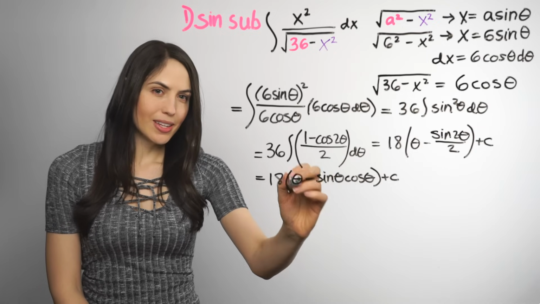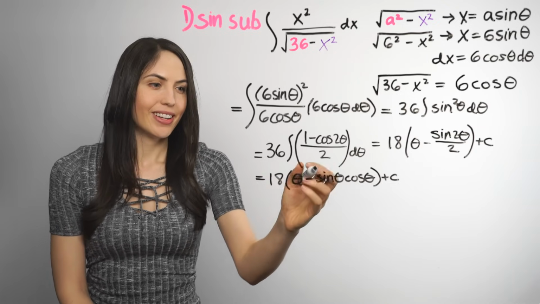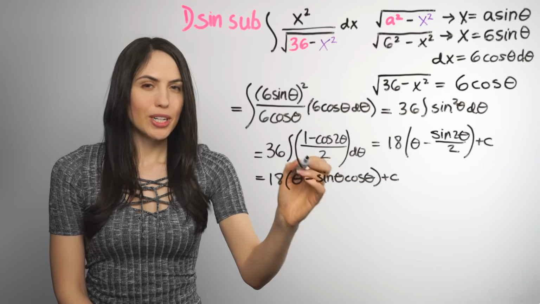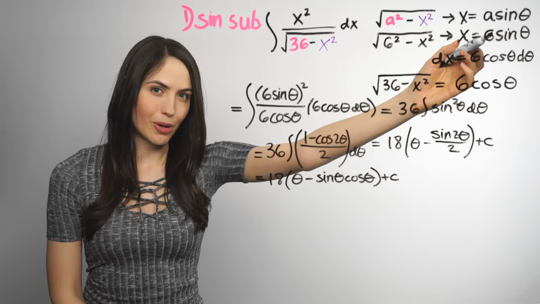So now let's rewrite this in terms of x. Substitute in x expressions where we can. For sine theta, we do know what that is in terms of x because of our substitution. Sine theta would be x over 6.